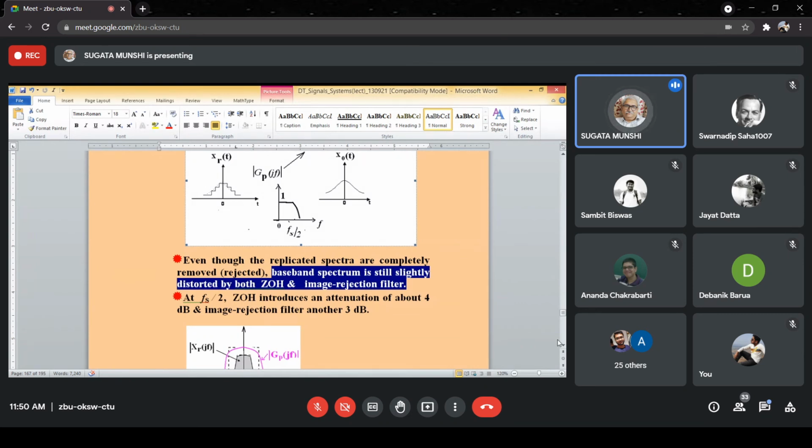The image rejection filter doesn't improve the baseband distortion brought about by zero order hold. On the contrary, it also introduces some distortion, although very small.